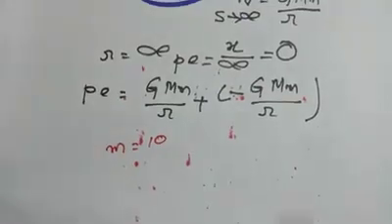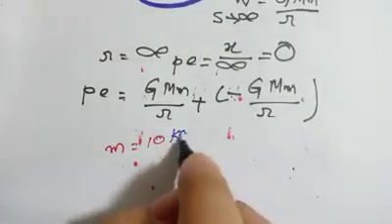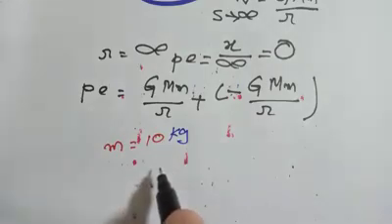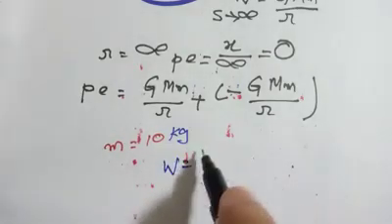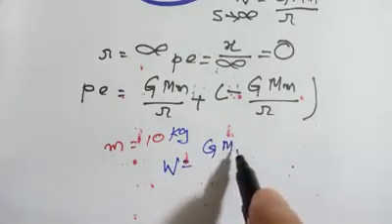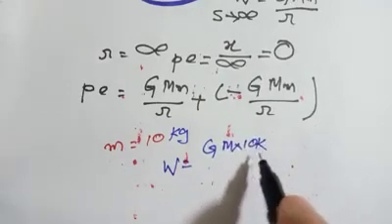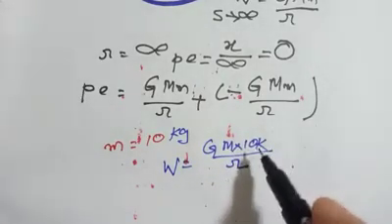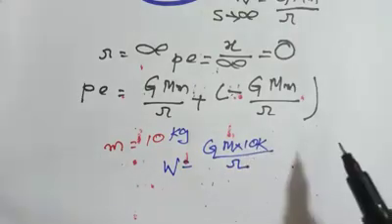Now what I will do is that this 10 kilograms will be substituted over here in this equation. So what will we get? We will get W equals capital G M multiplied by 10 kilograms, whole divided by R, right? Again, if I put it 20, 30, whatever.